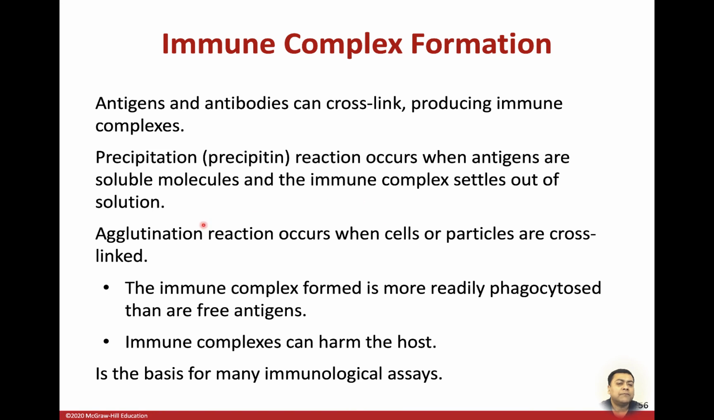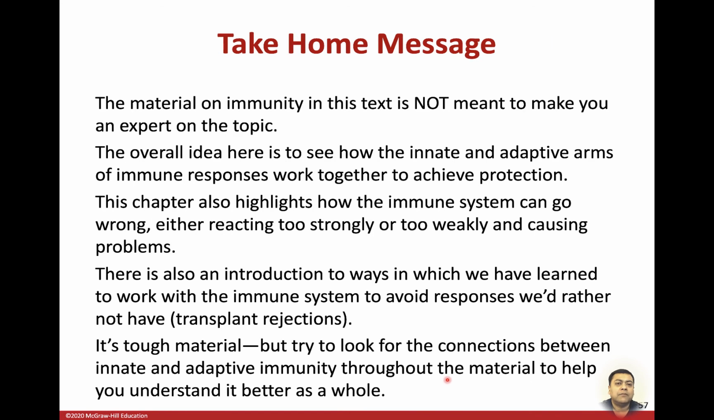And also the immune complex formation; we already talked about two things. One is precipitation, which involves smaller molecules, whereas agglutination is a large immune complex formation, and this is readily phagocytosed along with the free antigens. So this is very important as well. This is the basis of many immunological assays. For example, not going into detail, the ABO blood test is done based on this agglutination reaction. But there the antigens are entirely different, and we're not going to talk about that here. So this is your immune complex formation.